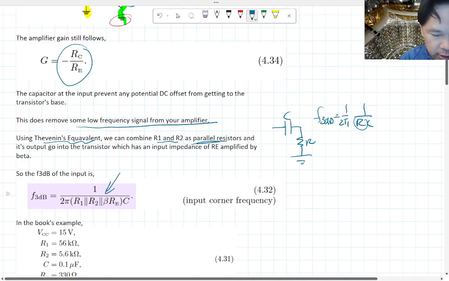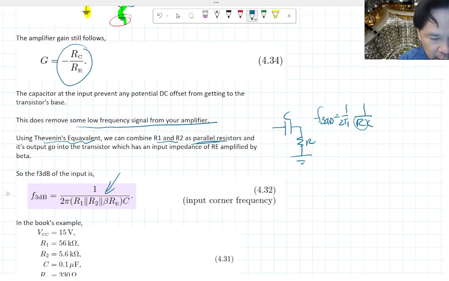So essentially, the F3 dB point of this amplifier with the pull up and the capacitor in there is going to be 1 over 2 pi times all these parallel resistor values times the capacitor value, of course.